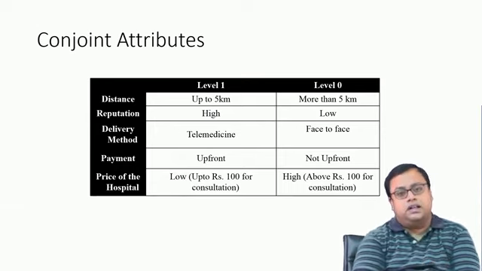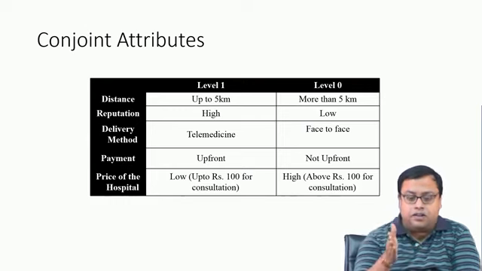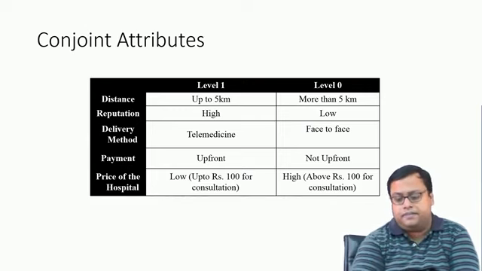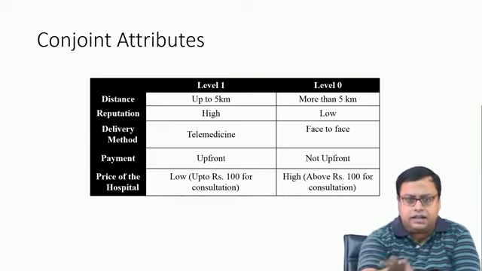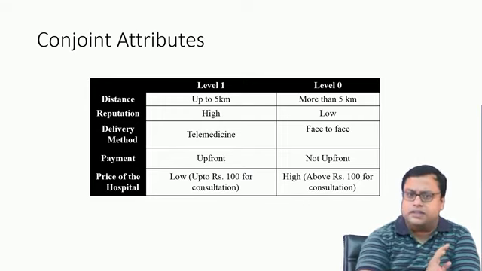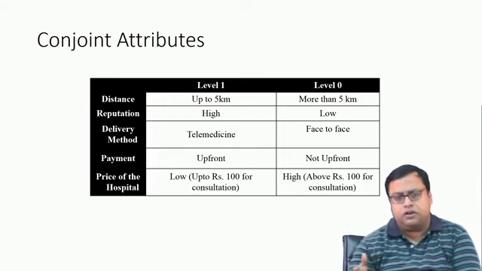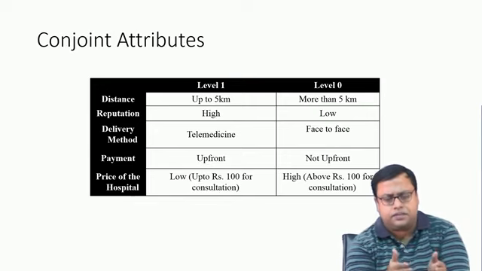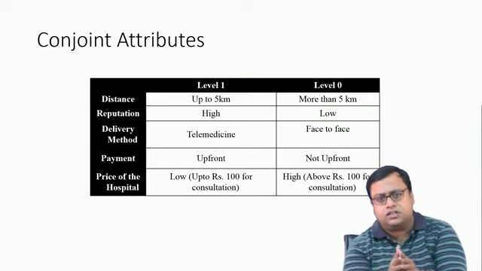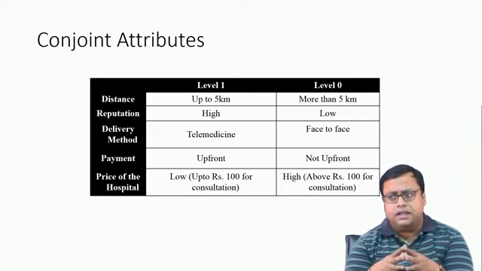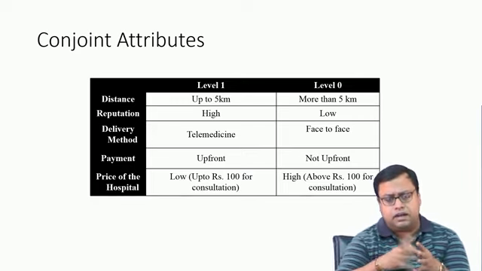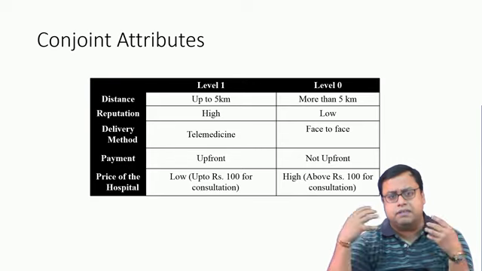And the price of the hospital was low or high. Low means up to 100 rupees per consultation, and high means above. So, this option is only for your OPD service, not anything else, not for surgery and so on. So, there are 5 attributes and 2 levels each. So, 2 to the power 5, that means 32, I hope I am right, 32 options that can be created.